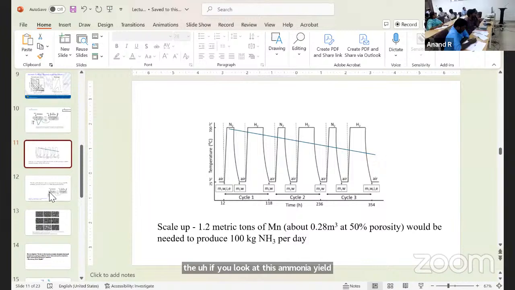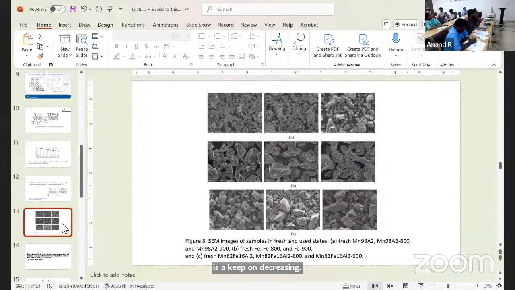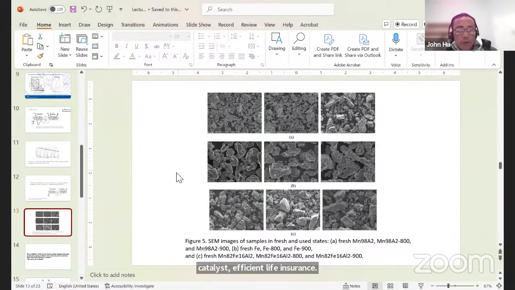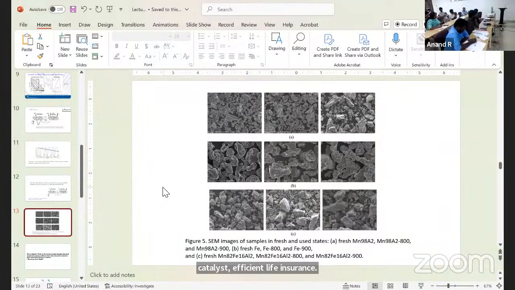Then the efficient life cycle or efficient lifespan of the catalyst. What is the efficient lifespan, sir? Could you repeat your question again? What's the question again? Stability of the catalyst. What about the stability of the catalyst, sir, as well as the lifespan of the catalyst?